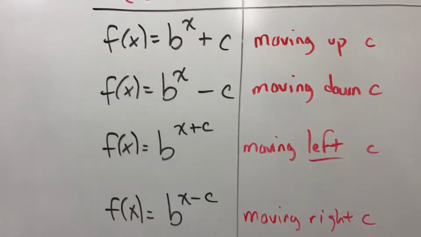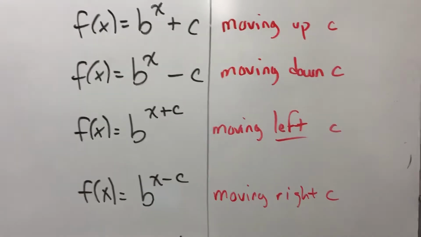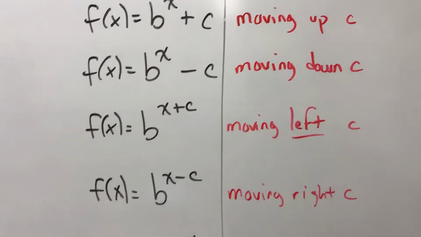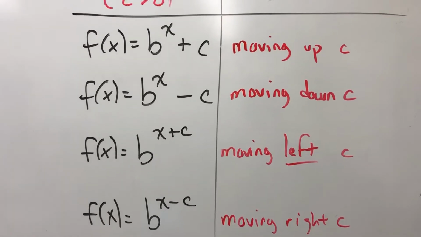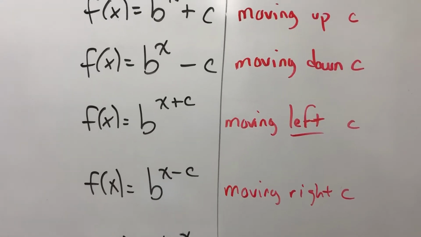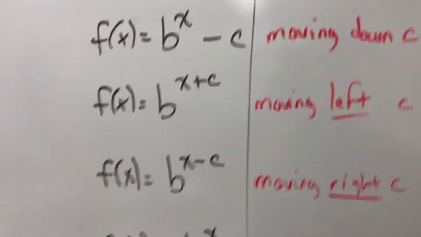So now we've got 4 actions that cause what are called translations. In geometry, a translation is moving a shape without changing its shape. So moving a graph without changing its shape. Plus at the end moves up, minus at the end moves down, plus on the x moves left, but minus on the x moves to the right. The left and the right seem backwards, but they're not.